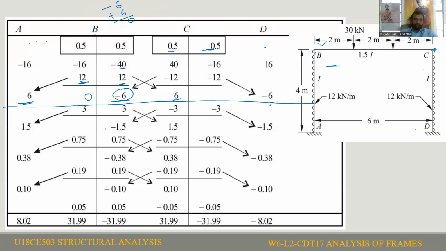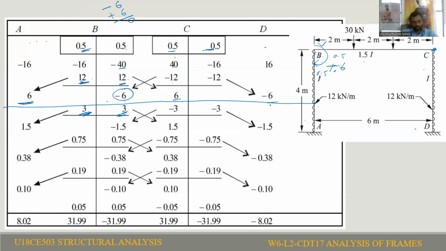Okay, so if you add plus 6 kilonewton meter at joint B, that is a clockwise moment of plus 6, half of the moment is carried to the BA member. According to distribution factors, BA is 0.5 and BC is 0.5. So 6 multiplied by 0.5, that means BA is equal to 3 kilonewton meter and BC is equal to 3. This is 6 multiplied with the distribution factor. Okay, this is your balancing.